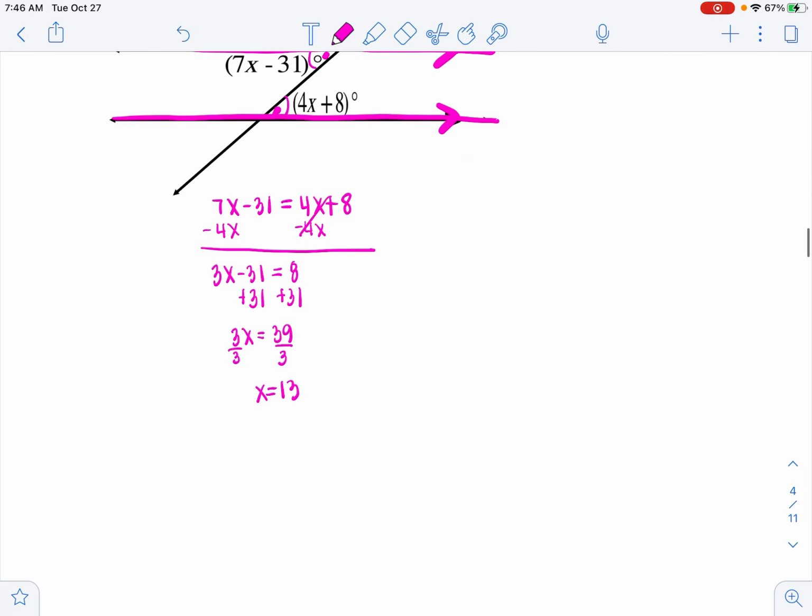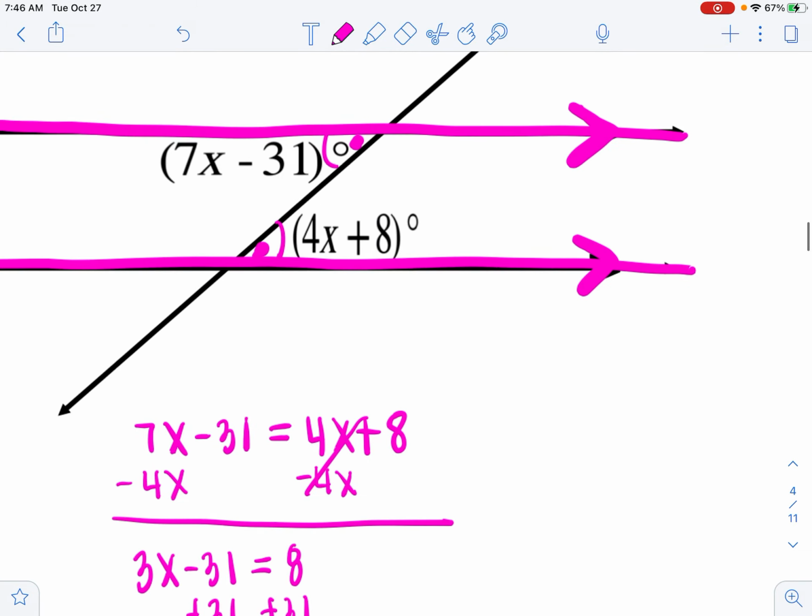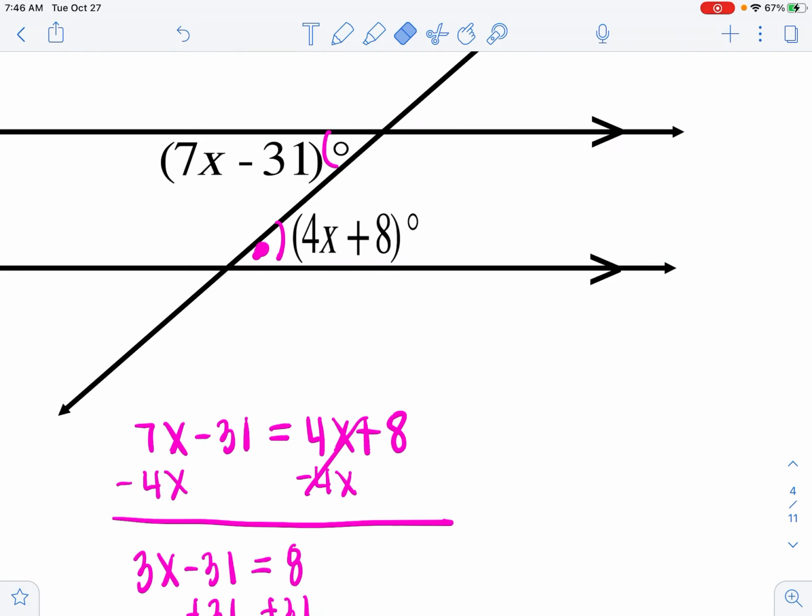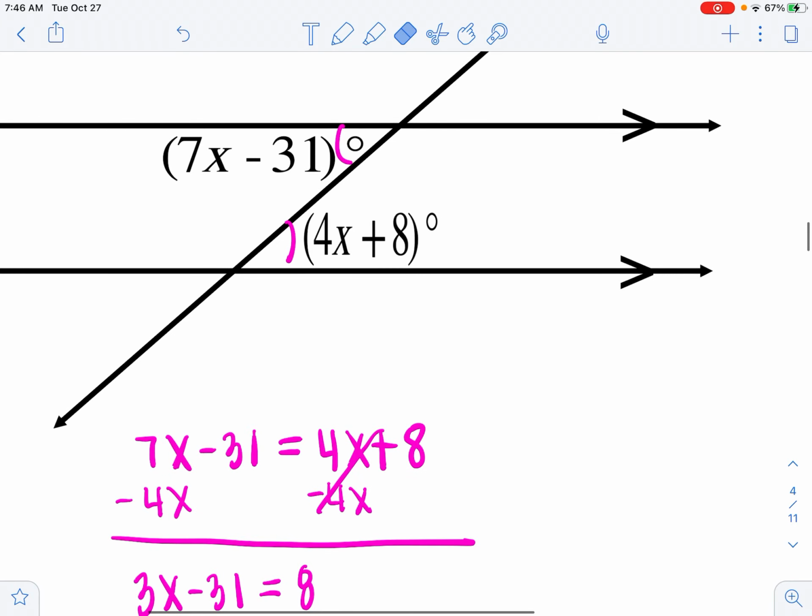It says find x and any missing angles. So I'm going to box this because x is 13. And now I want to find any missing angles. Okay? So let me delete some of this stuff here so that it's not so cluttery. All right, so let's start off by finding this angle right here.